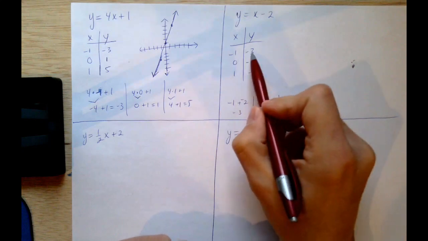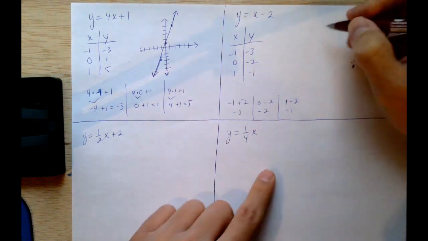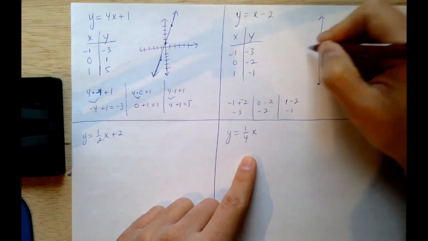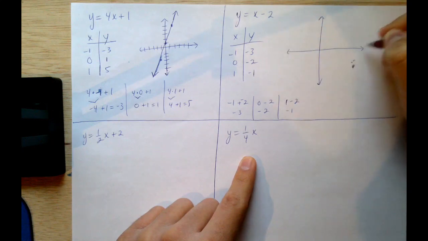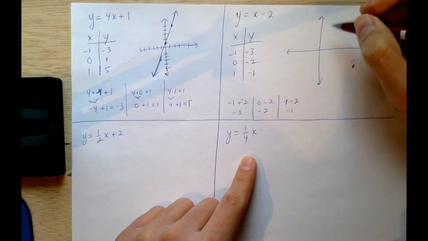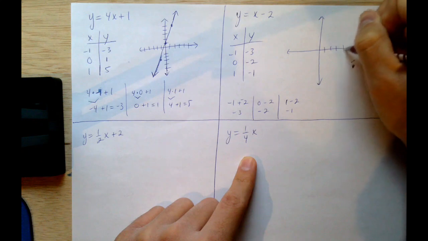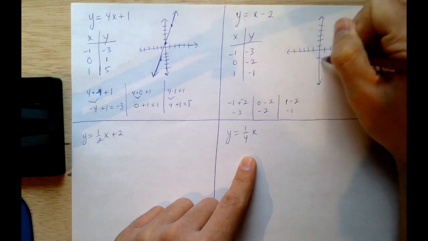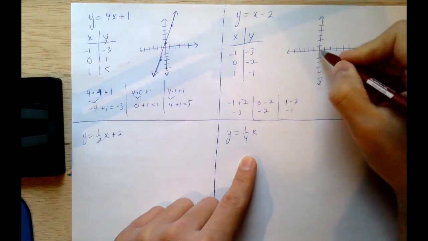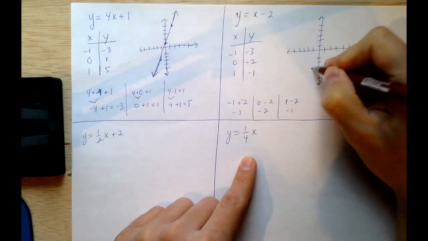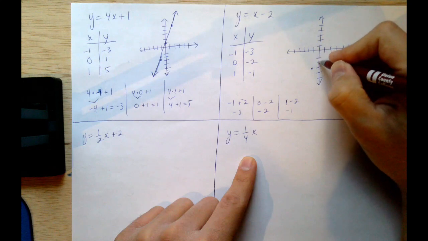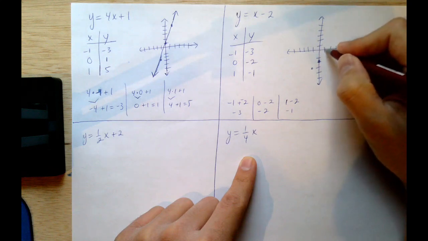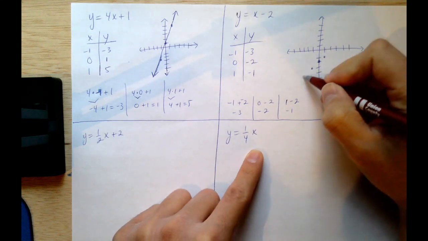Again, I have an x, I have a y, I have 3 ordered pairs. I'm going to make this quick graph. So again, 1, 2, 3, 4, 5. -1, -3 is right here. 0, -2 is right here, and then 1, -1 is right about there.